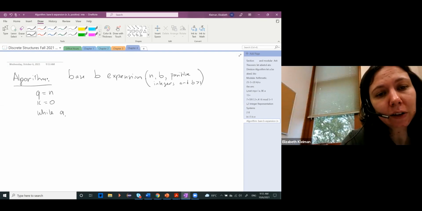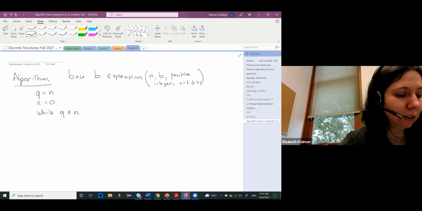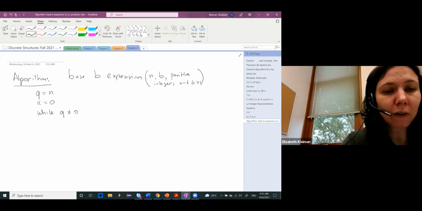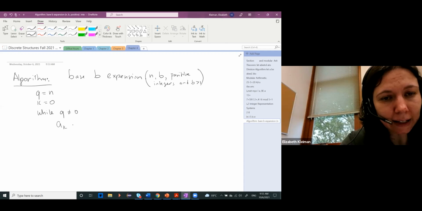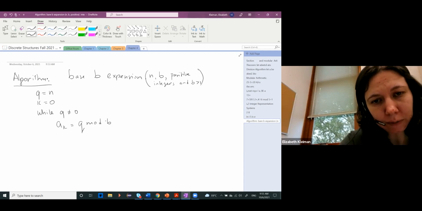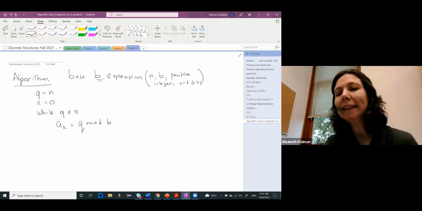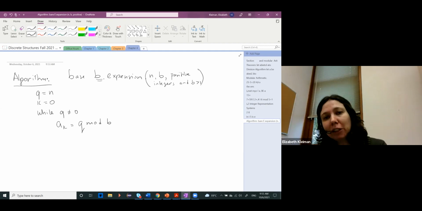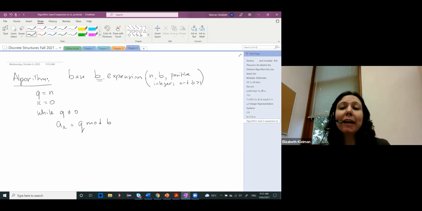While q is not 0, we are going to say a_k is going to be q mod b. So b is the base I want to find the expansion in. So you give me a decimal number n, and I want to get it expressed in a different numeration system, in binary, for example, or in hexadecimal. This is what this algorithm does.